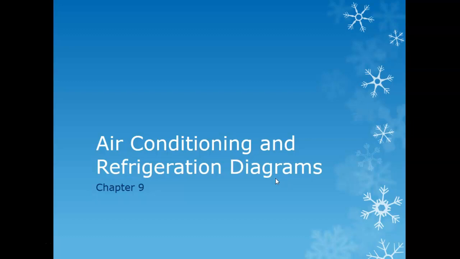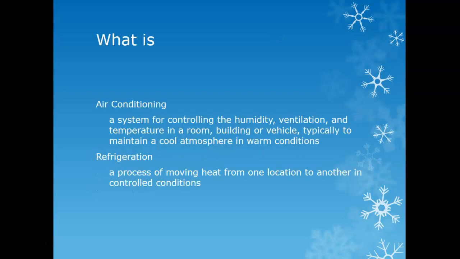All right, so chapter 9 is all about air conditioning. Ever wonder about how your air conditioner works? Well, we're going to talk about it. So, air conditioning is a system for controlling the humidity, ventilation, and temperature in a room, building, or vehicle, typically to maintain a cool atmosphere in warm conditions.